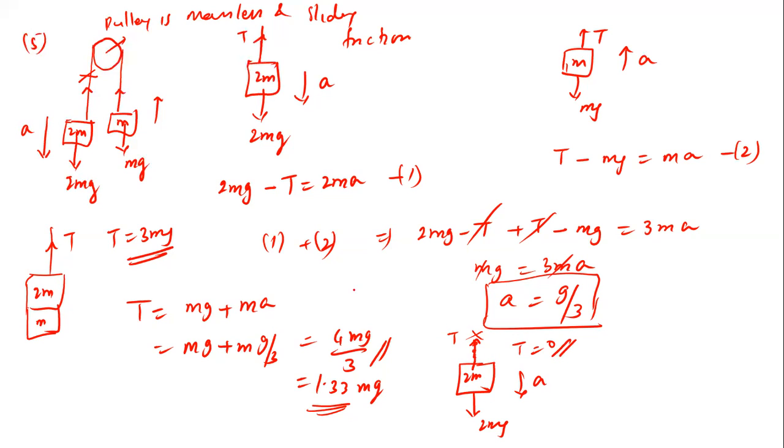Okay, when you cut a string, the tension becomes 0, and then you observe that the free body diagram in this situation would now be 2mg is equal to 2ma, or a should be equal to g. The particle now behaves like a free particle, right?